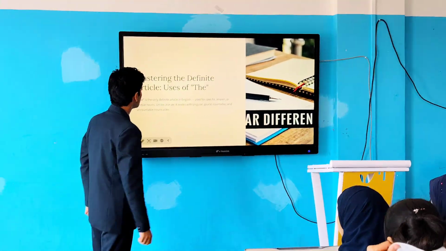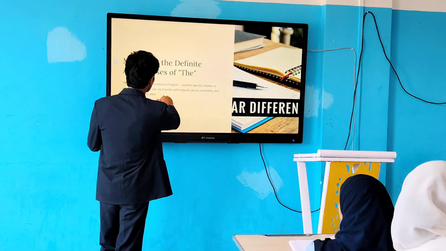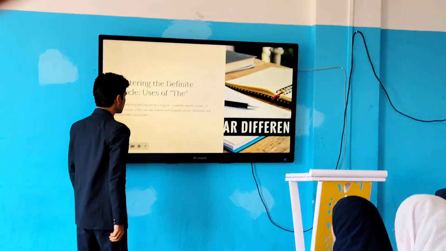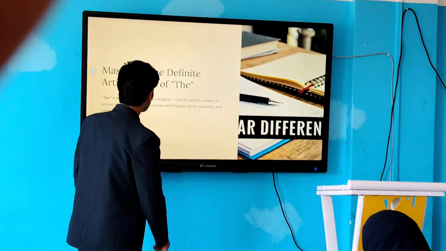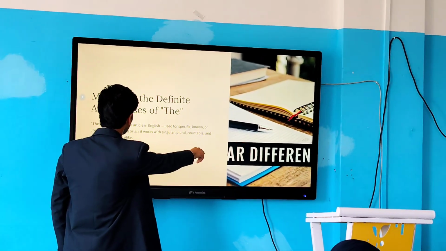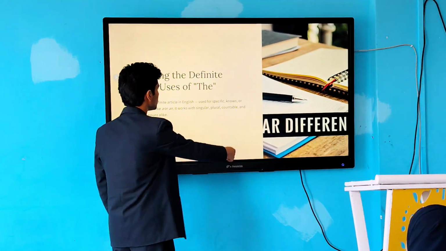I intend to present the topic, uses of the. So, the is the only definite article in English. It is used for specific, known or unique nouns. It goes with singular, plural, countable and uncountable nouns alike. It is the same for all these types of nouns.